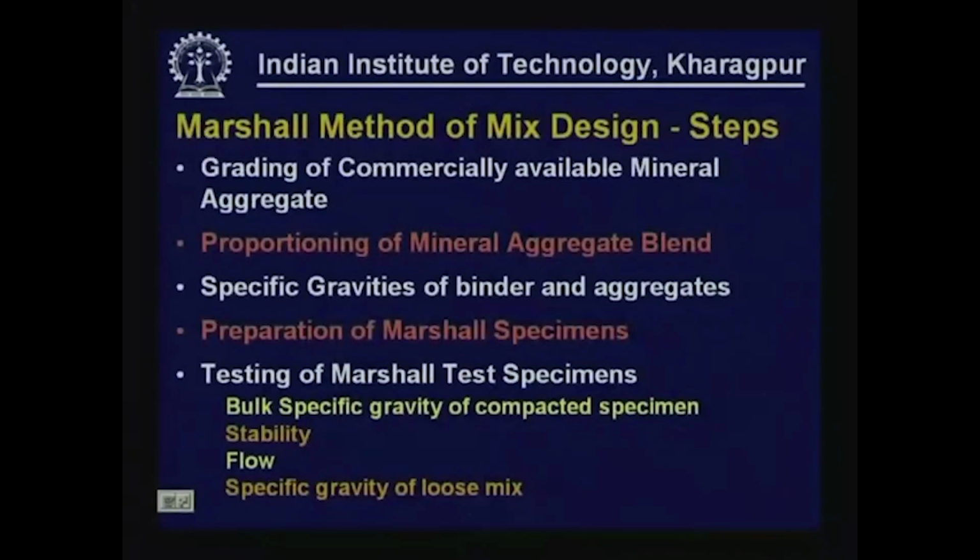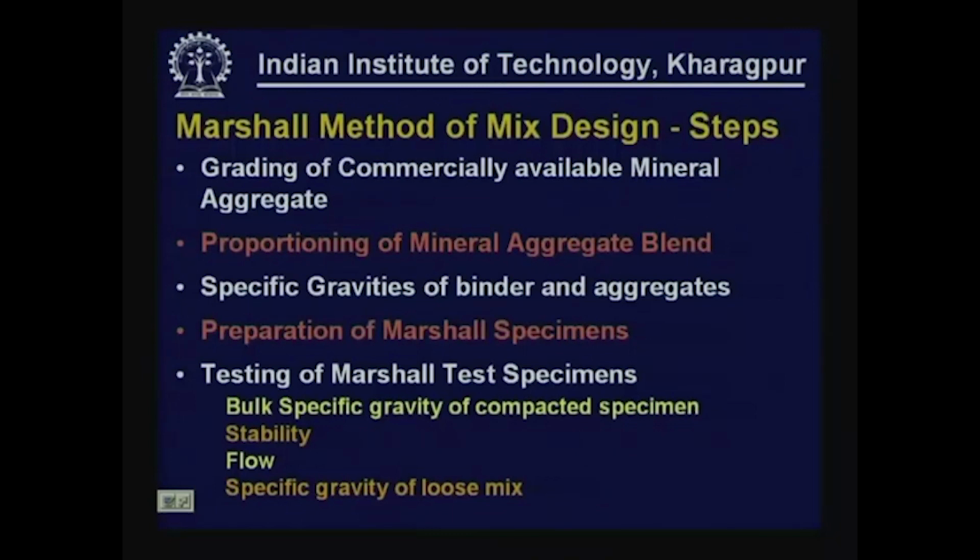Then using the aggregates that are selected, after blending, we mix the aggregates in the blending proportion that we arrived at, and that should give you a grading that is within the specification limit. So, using that blended aggregate and the binder that was selected, they have to be taken together and Marshall specimens are to be prepared, and these Marshall specimens are to be tested for the bulk specific gravity. Marshall specimen is nothing but adding aggregates and bitumen together and compacting them. These specimens are to be tested for their bulk specific gravity of the compacted specimen.